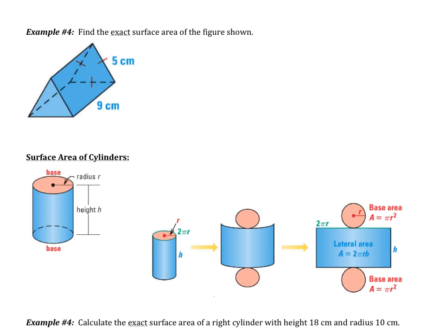Okay, we have one more that we're going to do in terms of prisms, and then we're going to move on to cylinders. So here we are told, find the exact surface area of the figure shown. Well, first of all, we should probably talk about what is this figure. Well, there's 2 bases, so it's a prism, and they're triangles, so this is going to be a triangular prism.